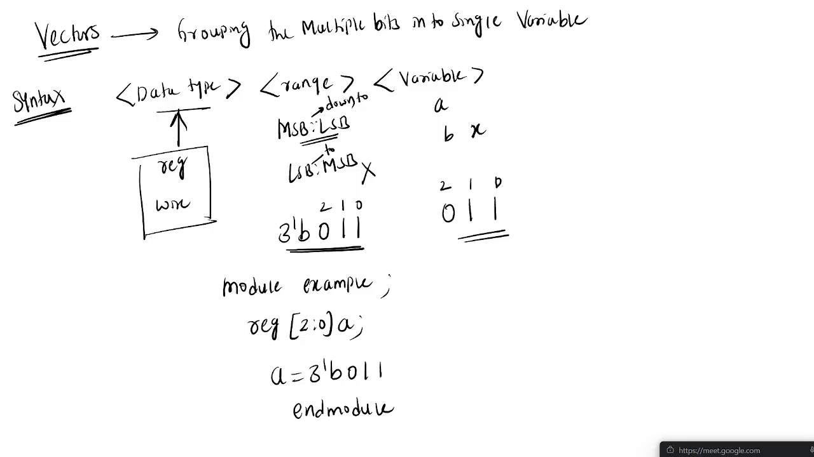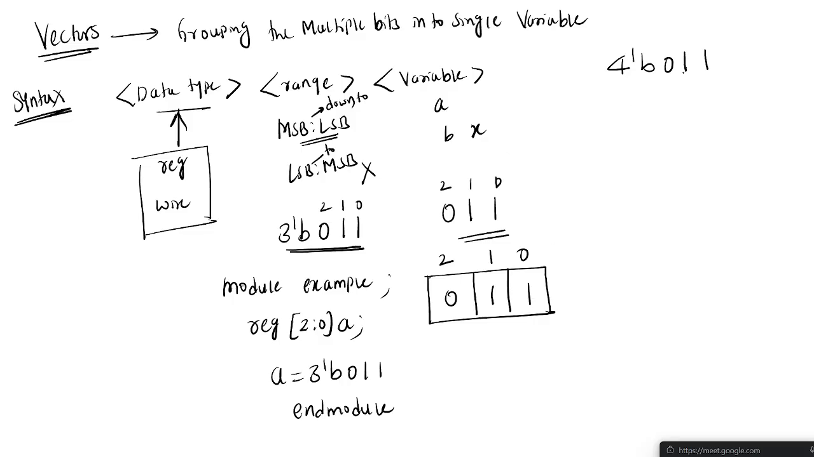Suppose if I want to store a 4-bit value, 4'b0011. How will it store? It will make the locations like this: the indexes are 0, 1, 2, and 0 1 1 will be stored.